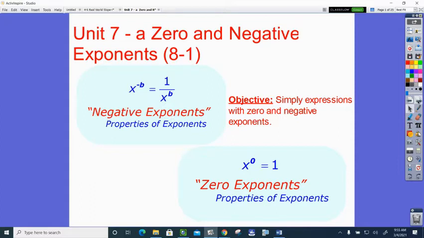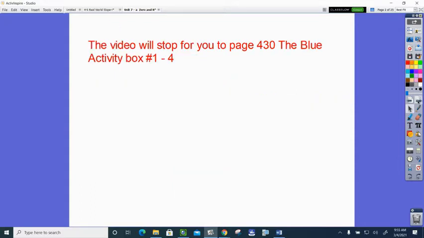So what I'm going to ask you to do right now is to open up your textbook to page 430, and there is a blue activity box with problems 1 to 4. The video is going to stop, and I'm going to ask you to go fill that out and see if you can start seeing the pattern. And when you're ready to go, you'll start the video again. I'll give you those answers, and we will talk about 0 and negative exponents.